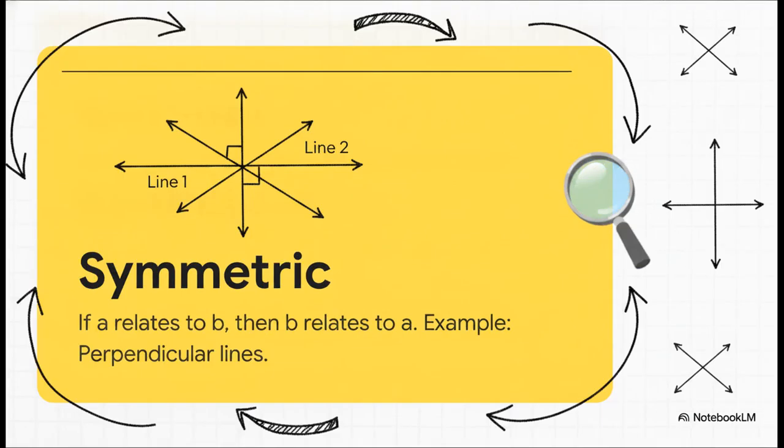Next is the symmetric relation, which brilliantly illustrates a two-way street. If A relates to B, then B absolutely must relate to A. Think about perpendicular lines on a plane. If line 1 is perpendicular to line 2, the reverse is automatically, undeniably true. Line 2 is perpendicular to line 1. It just works flawlessly in both directions.